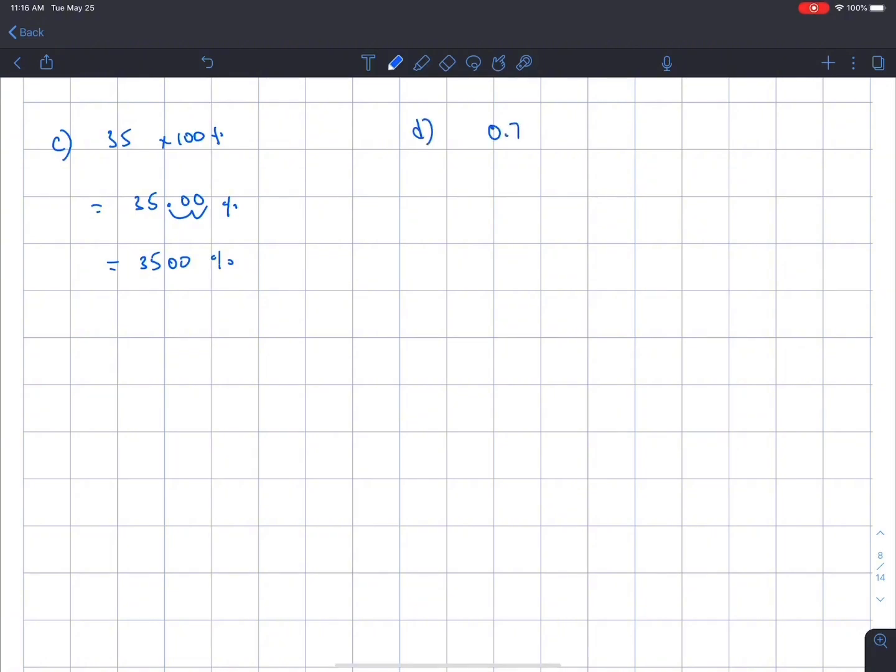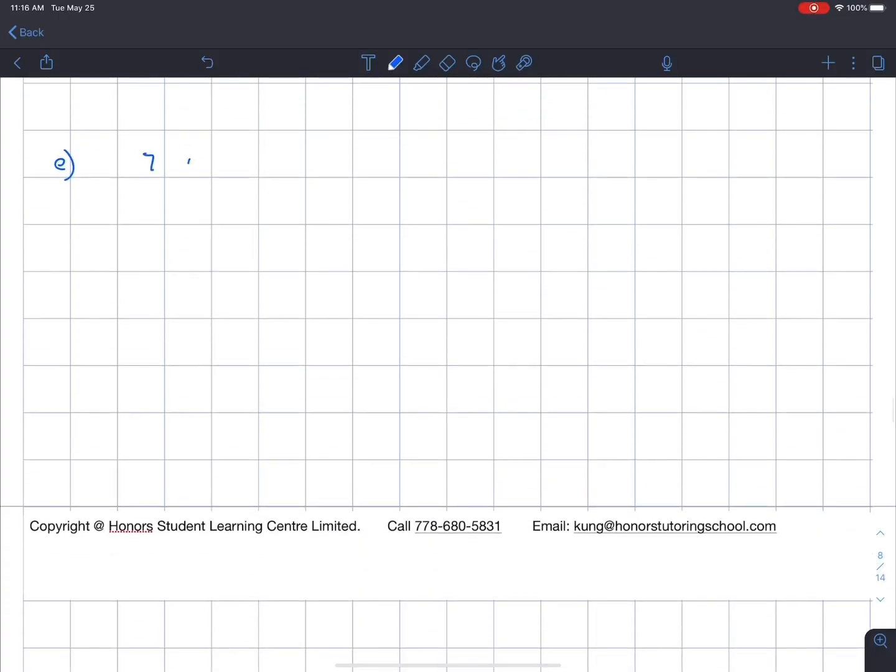D, 0.7 times 100%. This is 0.70. I move the decimal point 2 to the right, 1, 2. Add percentage, and this becomes 70%. E, 7 times 100%. Well, 7 times 100 is 700, right? Pretty easy. And then 70 times 100%. 70 times 100 is 7,000, so I don't need to move the decimal point here. Relatively simple calculation.